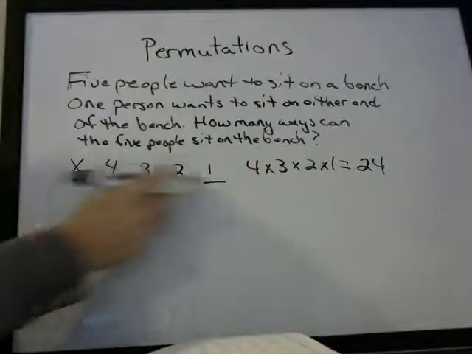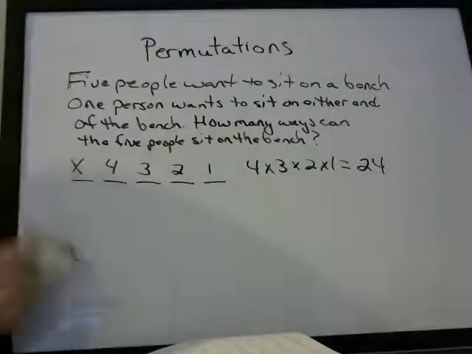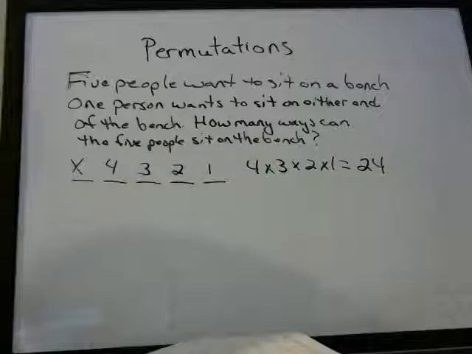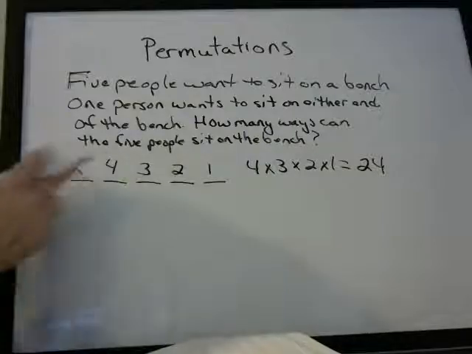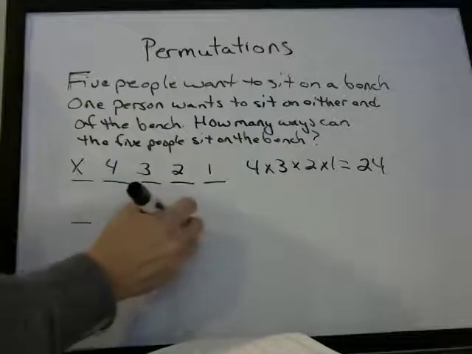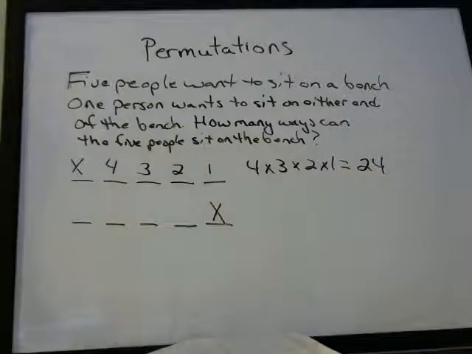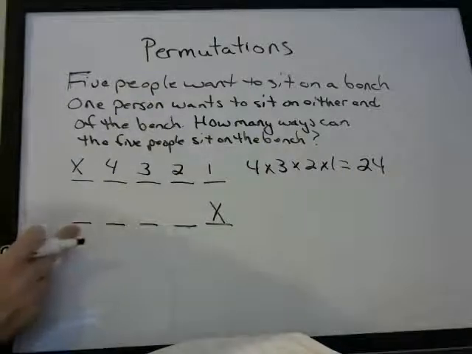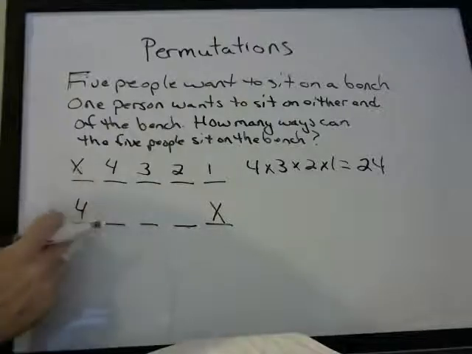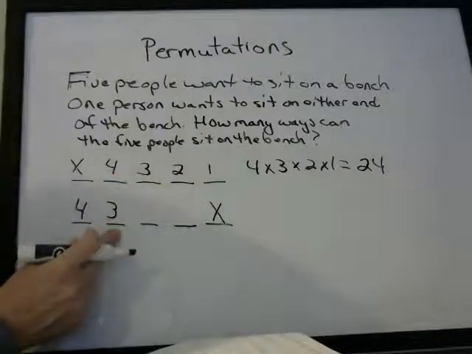But all these guys can move around in 24 different ways. So there's 24 different ways that these 5 people can sit on the bench. But that's only if he sits on this end. What if he sits on the other end? Well, we'll start here again. Just think logically. So, how many people are available to sit over here? There's 4. Once that person sits down, there's 3 people left. Any one of them can sit here.